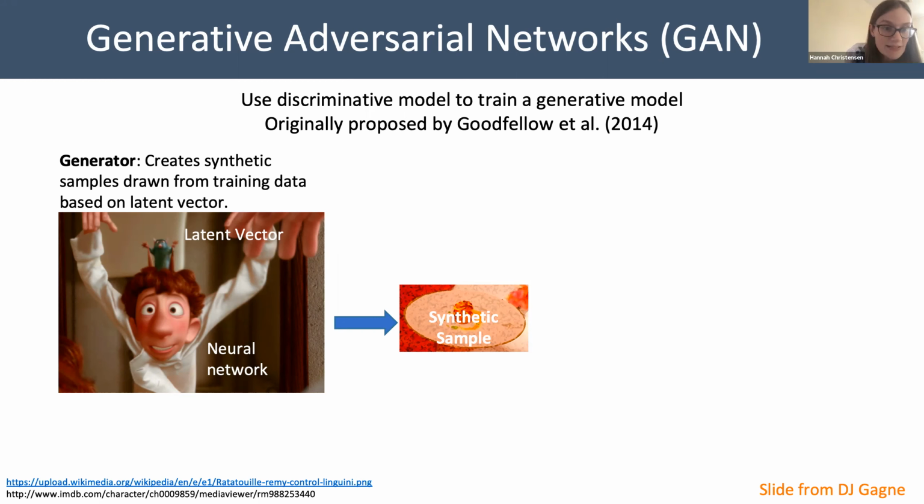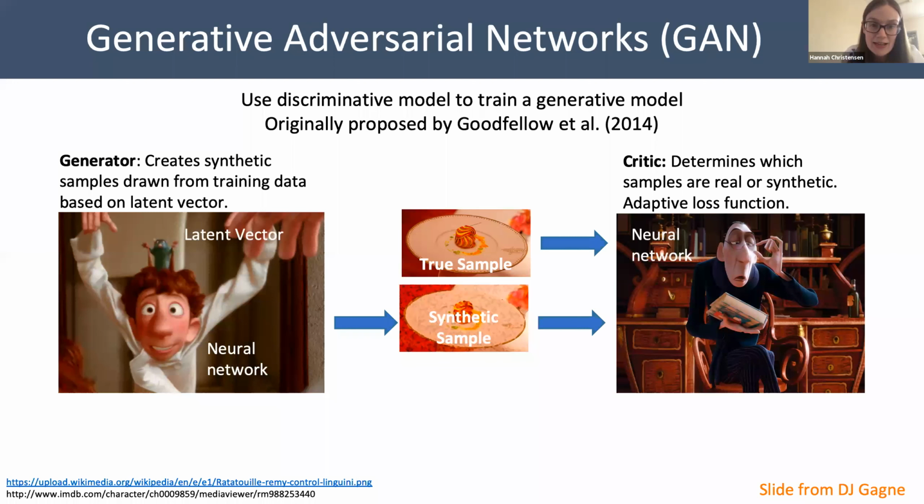This synthetic sample is then fed into the critic, or the discriminator. The critic's job is to determine which of the samples it receives are real and which are synthetic. So this critic, this discriminator, is going to get fed either a synthetic sample or a true sample, and it has to make a decision about whether it's real or not.